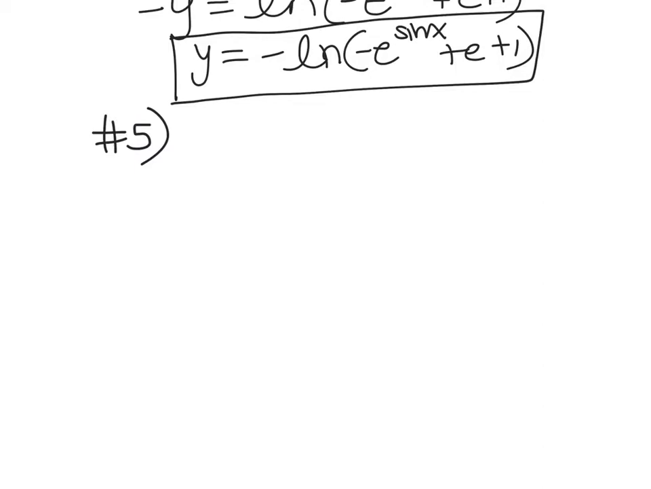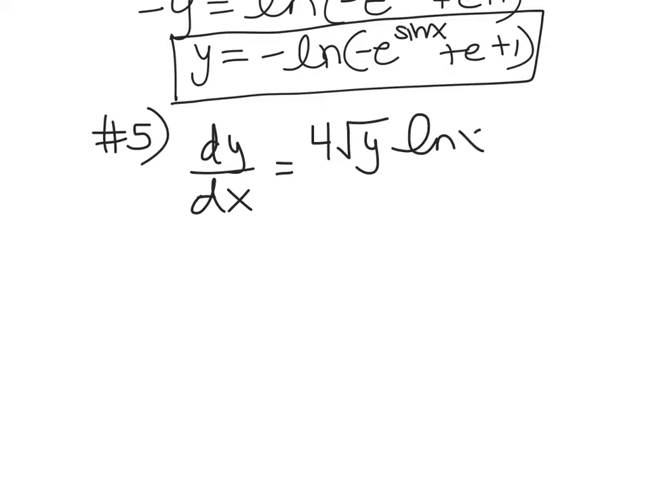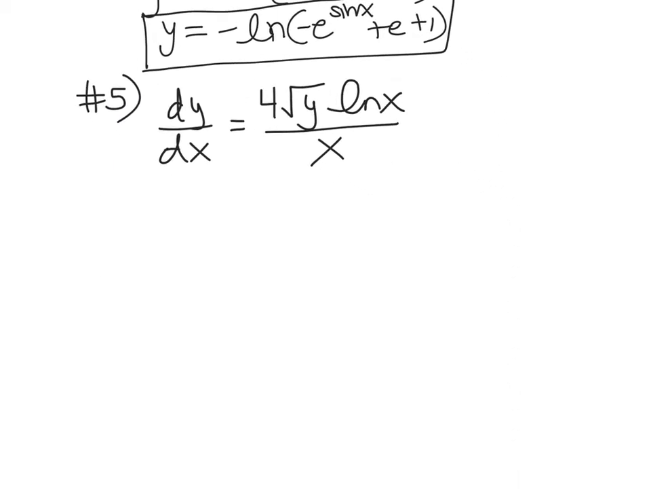Okay, here we go. Last one. dy/dx equals 4 radical y natural log of x over x. This one's pretty fun too. 8? Oh, that's not bad. And two of them are really easy. Okay, we're going to find out what y is. The derivative is this whole thing. We're going to find out what y was at the beginning, and y equals 1 when x is e. So the point would be (e, 1).